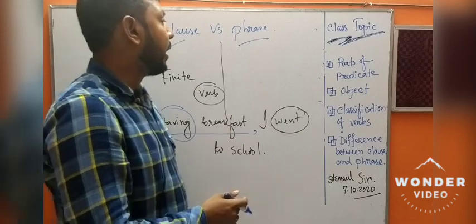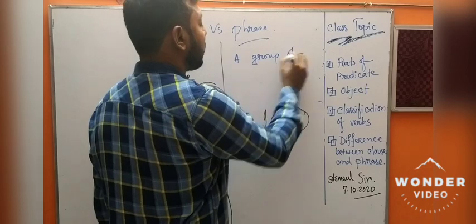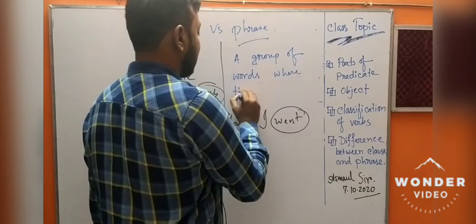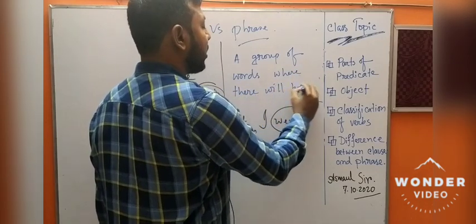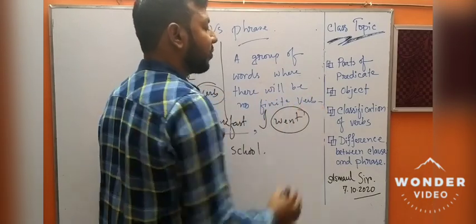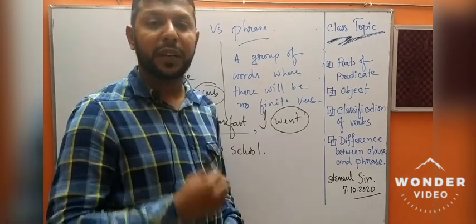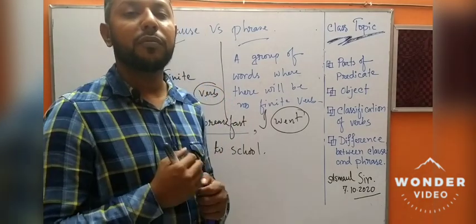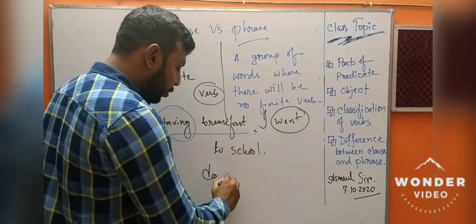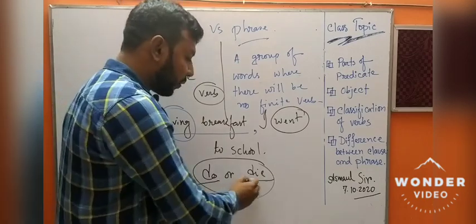Phrase means a group of words where there will be no finite verb. Yes, it is true. It doesn't depend on subject and predicate. It depends on finite verb. For example, do or die. Here is another example, do or die. Kor othoma, it is a proverb.